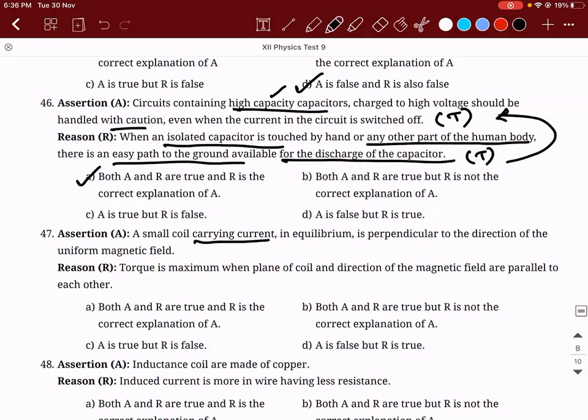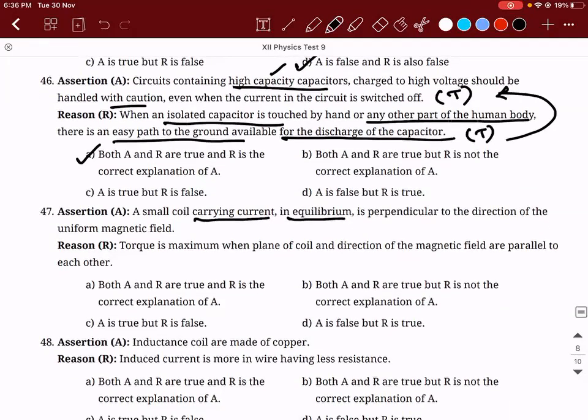So there is a small coil carrying current which is in equilibrium, is perpendicular to the direction of the uniform magnetic field. Is that right? So there is a small coil. If the small coil has to be in equilibrium, then it should be perpendicular to the direction of the magnetic field. Yes or no? Yes, sir.